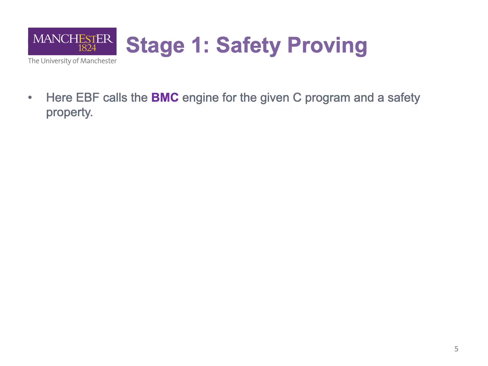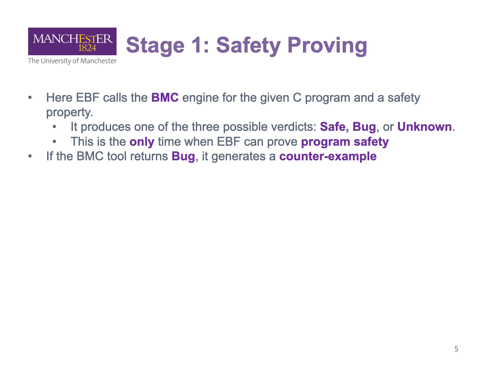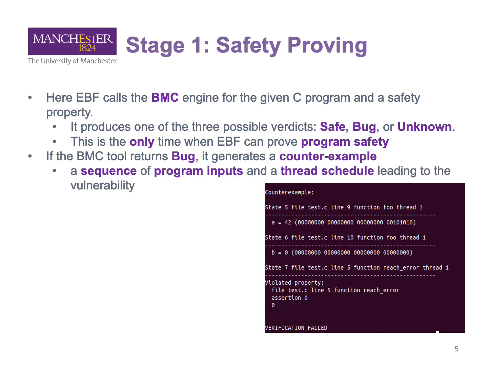During the safety proving stage, EBF calls the BMC engine for the given program and corresponding safety property. The BMC engine produces one of the 3 possible verdicts: safe, bug, or unknown. The safety proving stage is the only time when EBF can prove program safety. If the BMC engine returns bug, it generates a counterexample as well. A counterexample is a sequence of program inputs and a thread schedule that leads to the discovered vulnerability. All produced counterexamples are saved for further use during later stages.